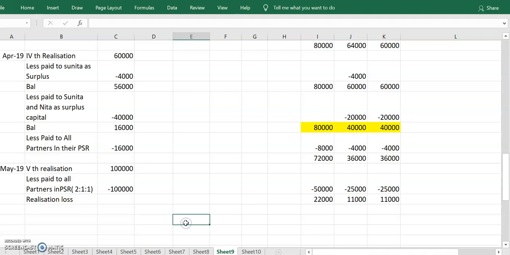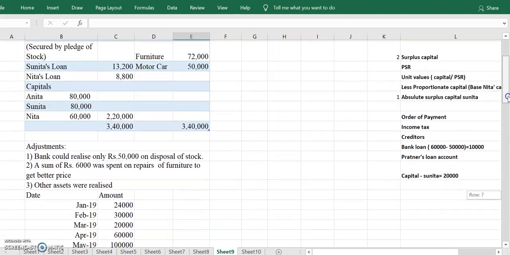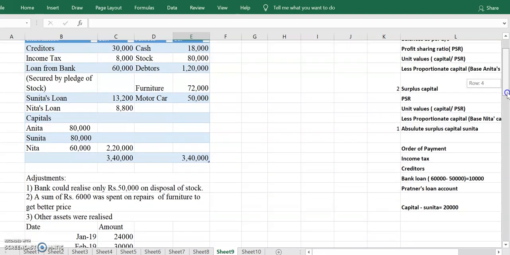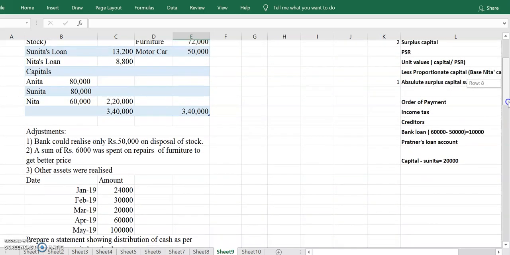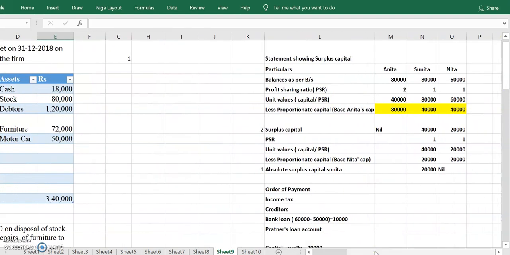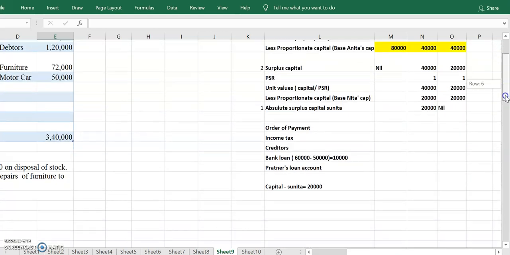So here your question will stop. According to this heading, we should first calculate the statement showing surplus capital. Check your question first for their ratio, the preference, and any secured liability present in your question. Then find out the adjustment and check your asset realization. First read your question properly, then start with the calculation of the surplus statement: balances, add profit and loss if present, then continue with the profit sharing ratio, unit value less proportionate, and in this way you will get the absolute surplus for any one person.